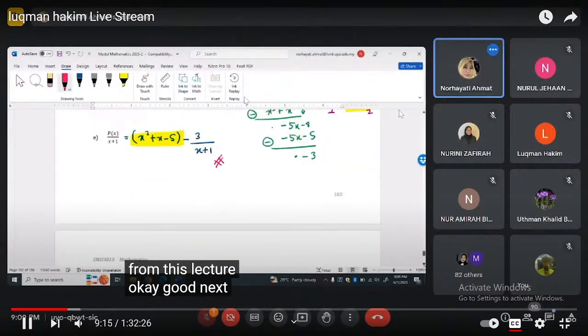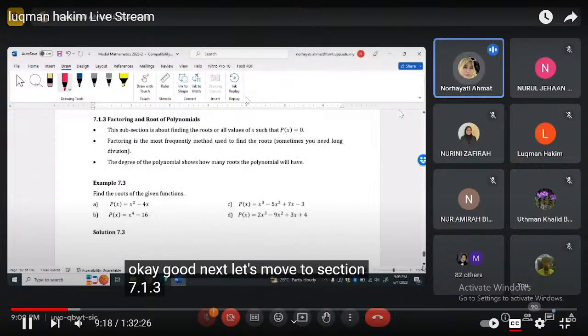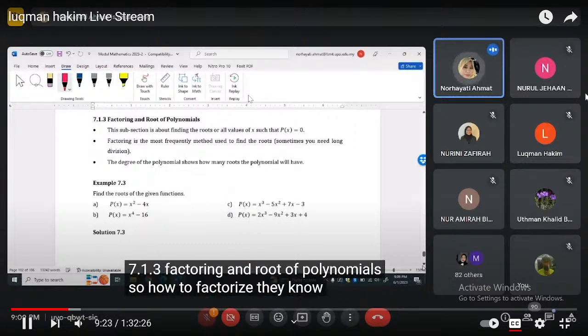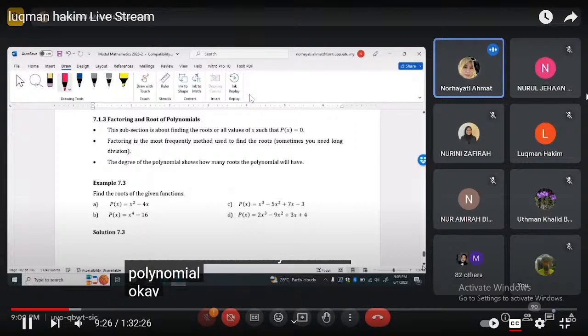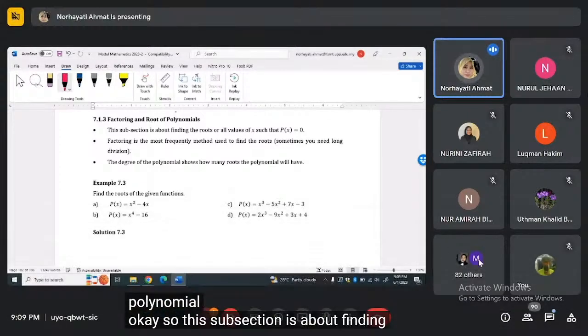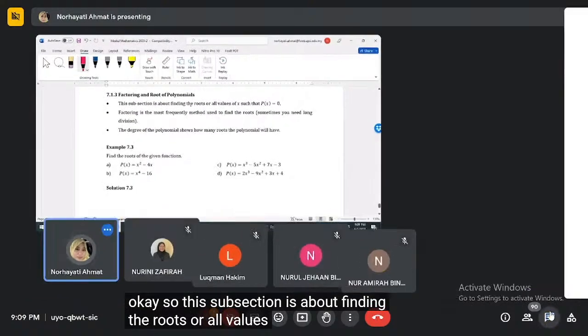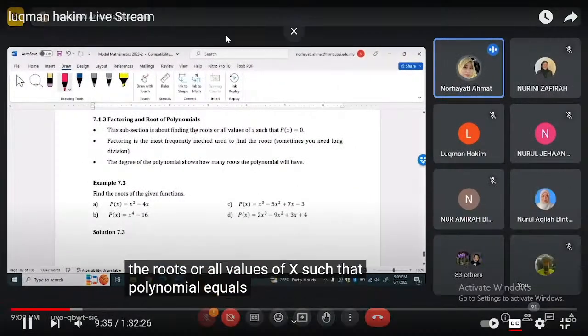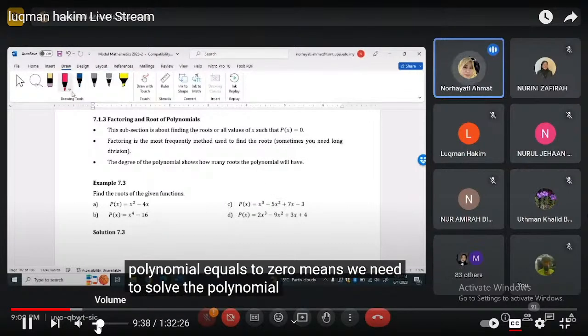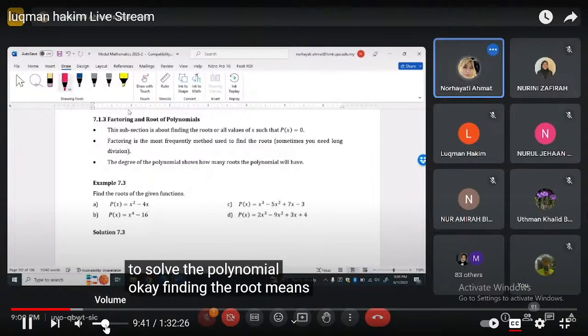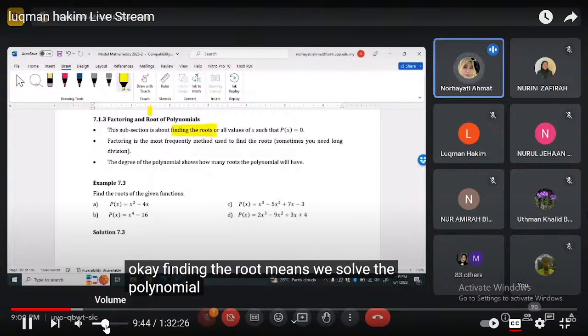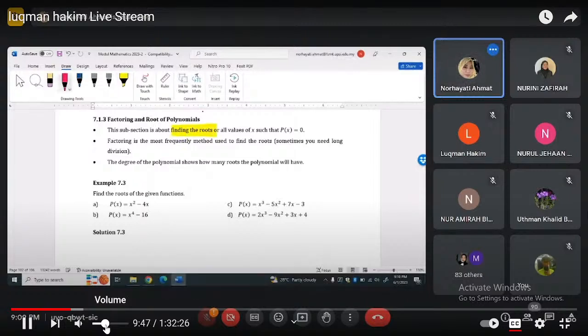Okay, good. Next, let's move to section 7.1.3, factoring and roots of polynomials. So how to factorize the polynomial? This subsection is about finding the roots, all values of x such that the polynomial equals 0. It means we need to solve the polynomial. Finding the root means we solve the polynomial.